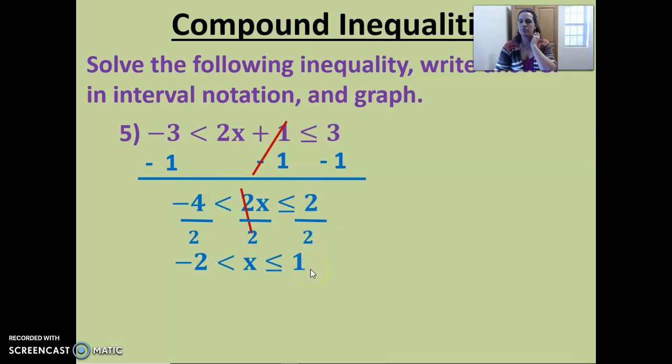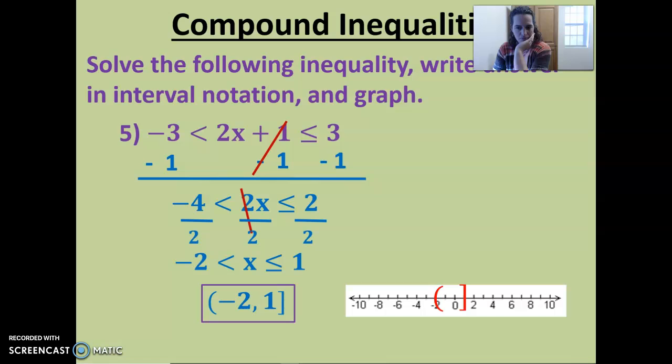So interval notation and graph. Again, I like to see the graph first. So I'm going to shade everything between -2 and 1. I'm doing a parenthesis on the -2 because of that less than symbol. I'm doing a bracket on the 1 because that's a less than or equal to symbol. And then from the graph, it's really easy to see: parenthesis -2, comma 1 with a bracket.